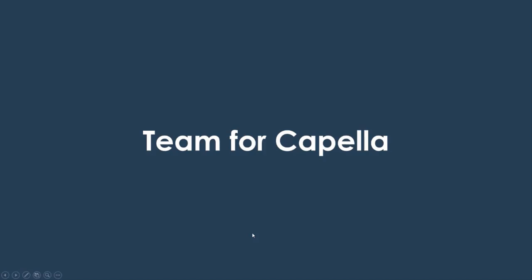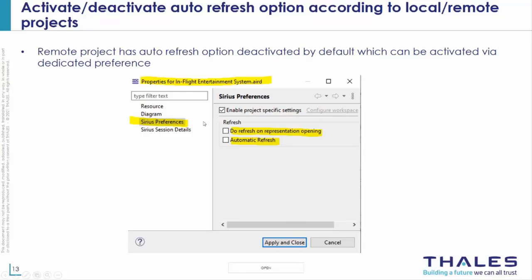Now let's move on to the new features of the collaborative version of Capella, Team for Capella. In Capella we have two options called Do Refresh on Representation Opening and Automatic Refresh to make sure that your diagrams are always refreshed and they have the latest modifications.